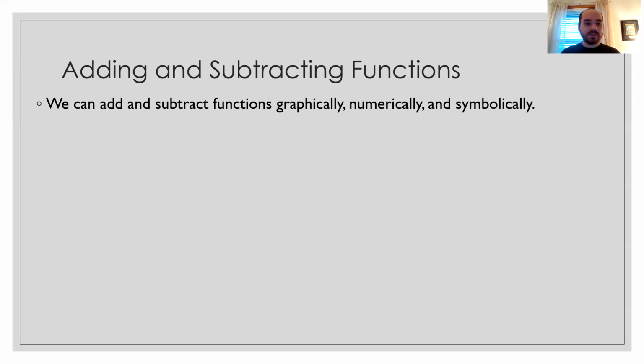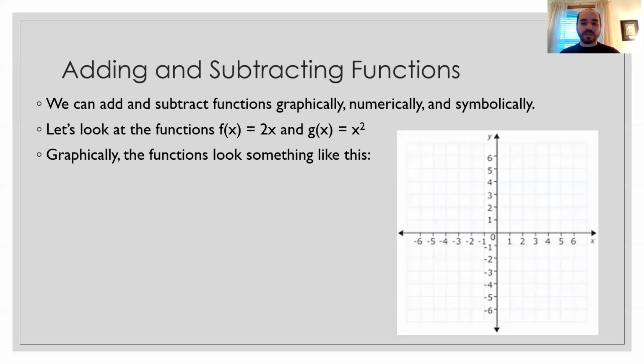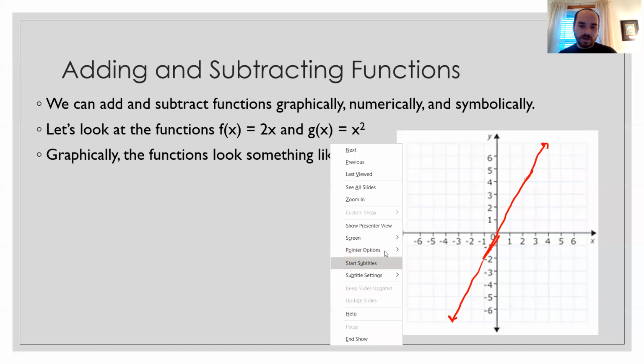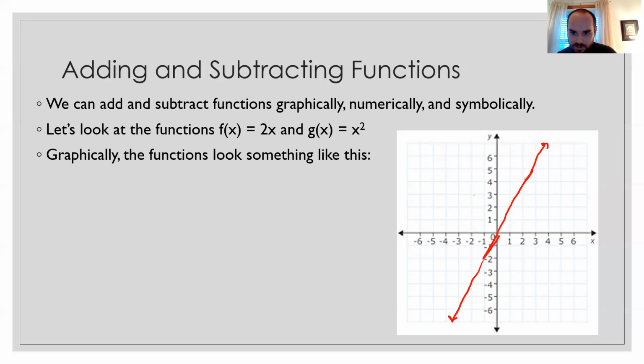So let's look at how we can do this. We can add and subtract functions graphically, numerically, and symbolically. So of course, if we're looking at the functions, in this case, f of x equals 2x, g of x equals x squared, we can look at them graphically. I'm going to go ahead and graph this really quick. So it looks something like this for f of x. It's a little off, I know, but close enough. And then g of x, which is x squared. Let's change the color.